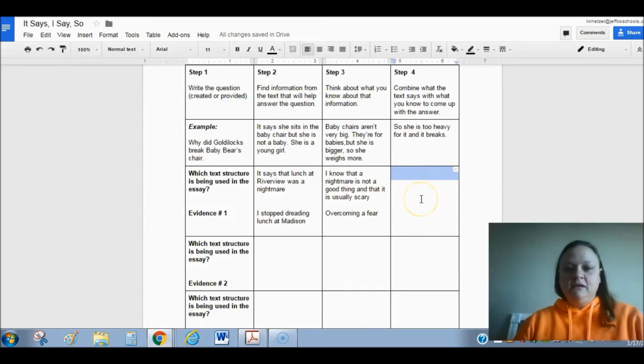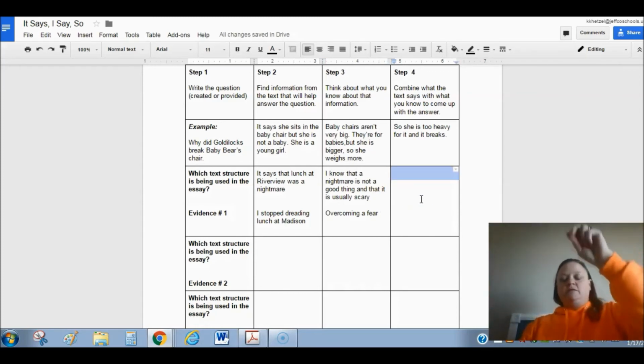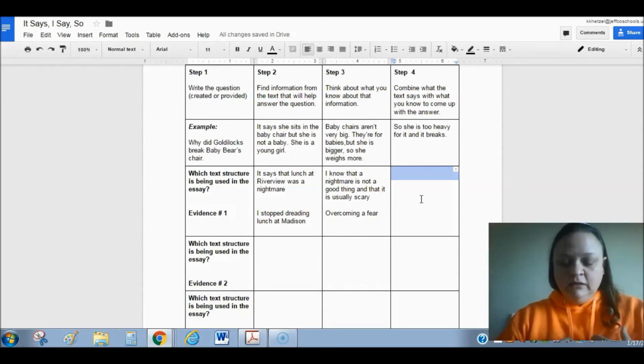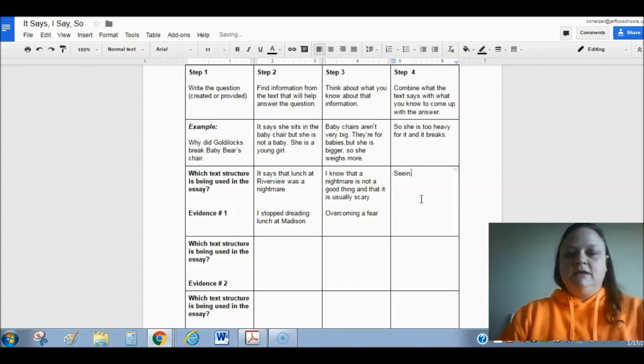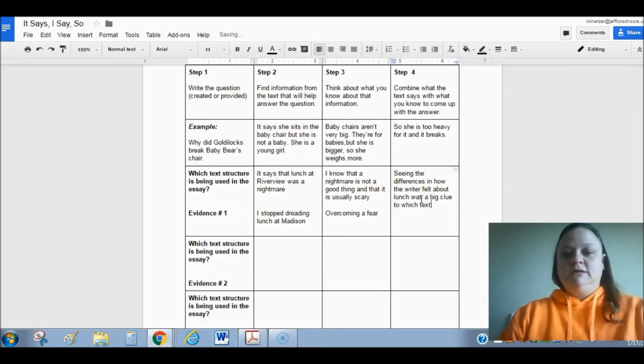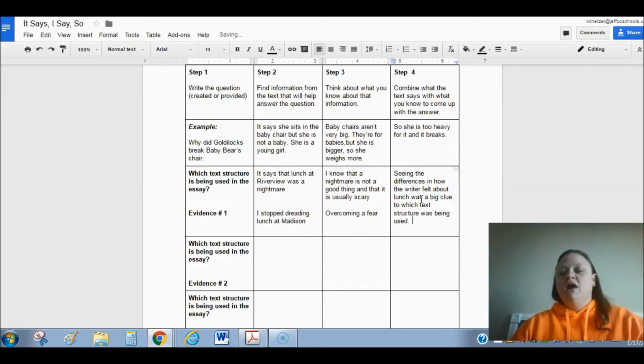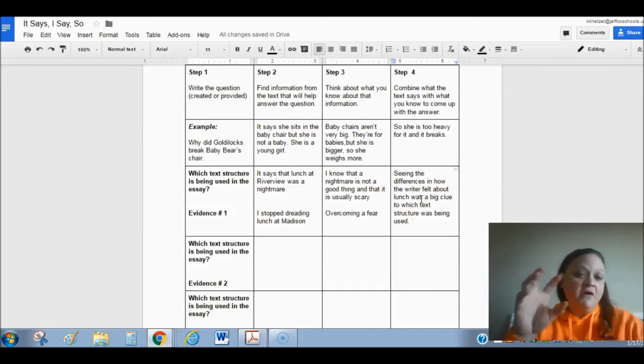And I can see that when she is saying Riverview and then Madison, Riverview and then Madison, I can say that seeing the differences in how the writer felt about lunch was a big clue to which text structure was being used. We're not seeing anorexia nervosa exposed as a problem here. We are not focusing on anorexia as the problem. We're focusing on the friends at the school.